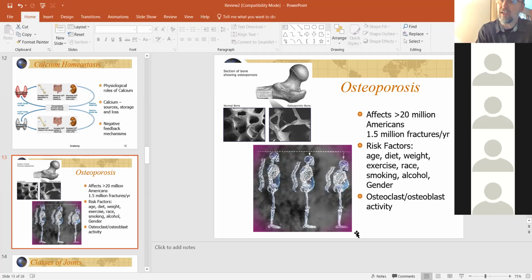But if you're mostly sedentary, have low calcium in your diet, if you do things that interfere with calcium absorption, like smoking or alcohol consumption, or lots of tea and coffee, those things can interfere with calcium consumption, and so your bones might be less dense, and then you develop osteoporosis later.